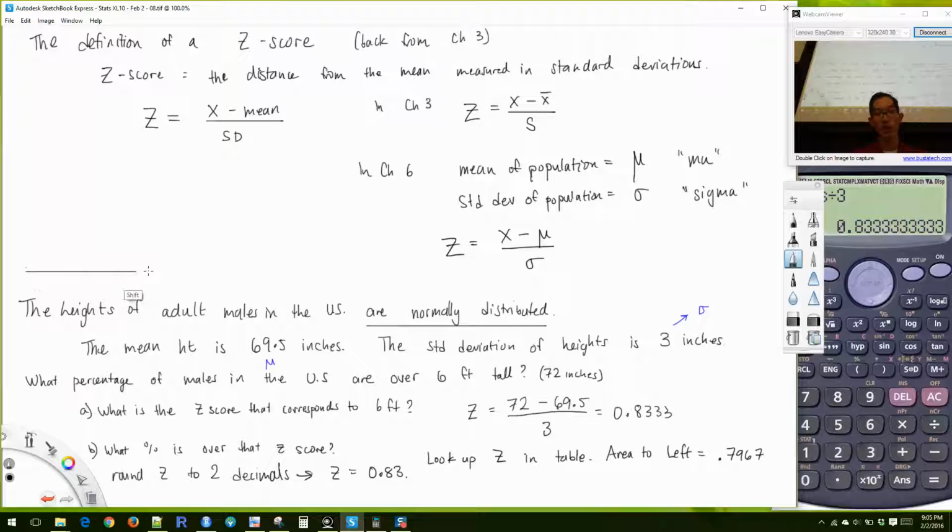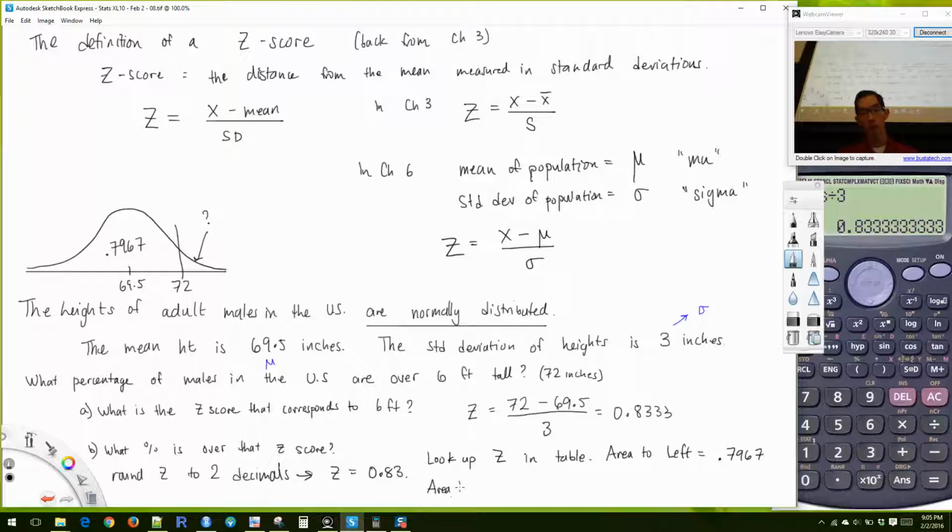Okay, so if I were to draw a picture, I have 69.5 in the center because that's my mean, and I'm drawing a line at 72. I want to know what percentage of males in the US are over 6 feet tall. This is the answer that I want. So is my answer 0.7967? No. What do I have to do to get my answer? I have to subtract that from 1, right? Because 0.7967 is the area to the left, but the area that I want is over here.